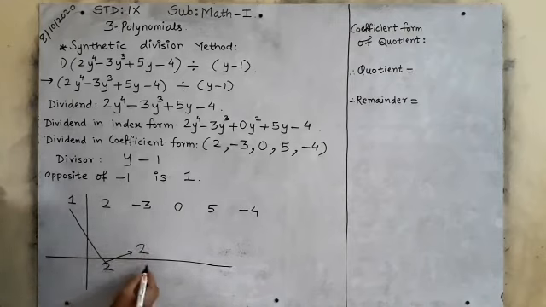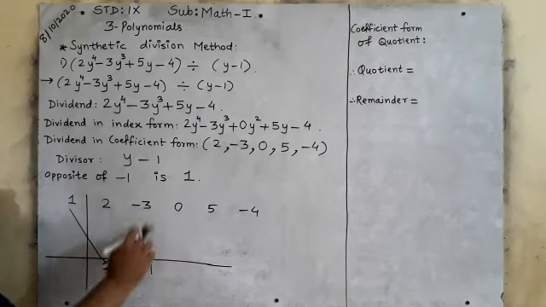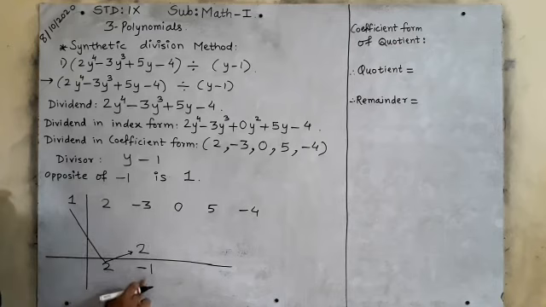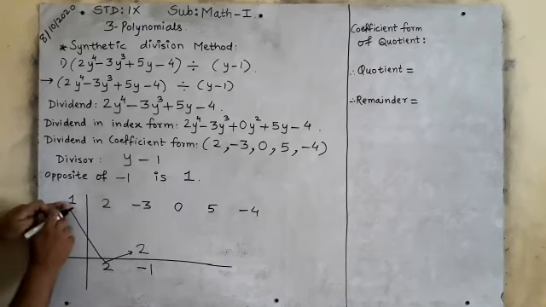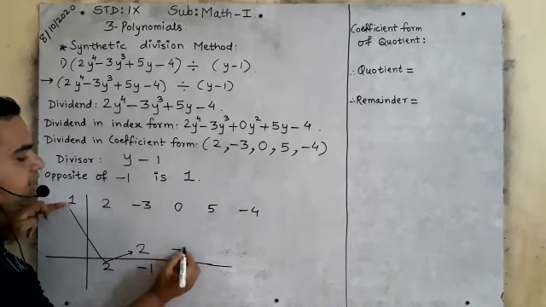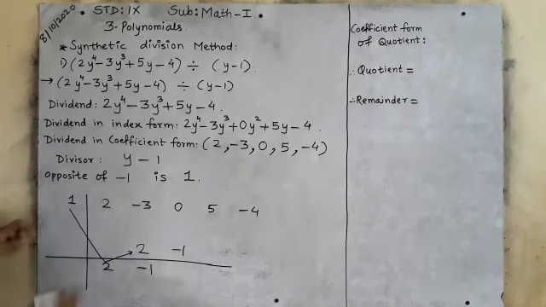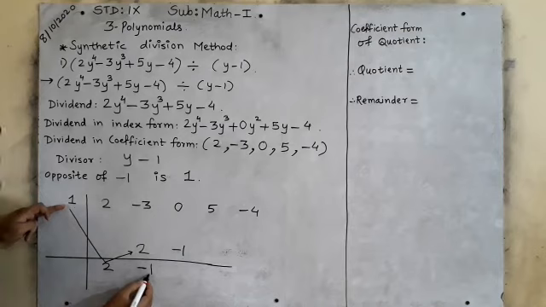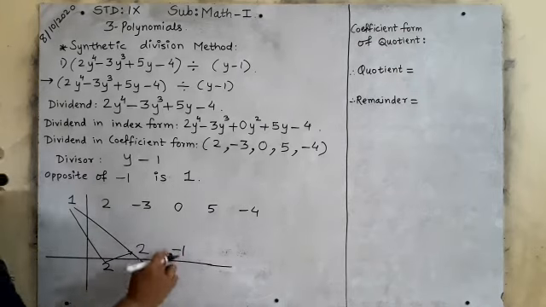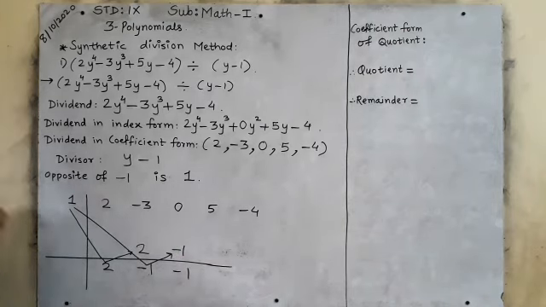-3 and +2. How much? -1. Right? This is -3 and this is +2. -3 plus 2 is -1. Now you will multiply this one to this -1. 1 minus 1s are -1. See, this one will multiply to here -1. 1 minus 1 ones are -1. Now 0 minus 1, it is -1.